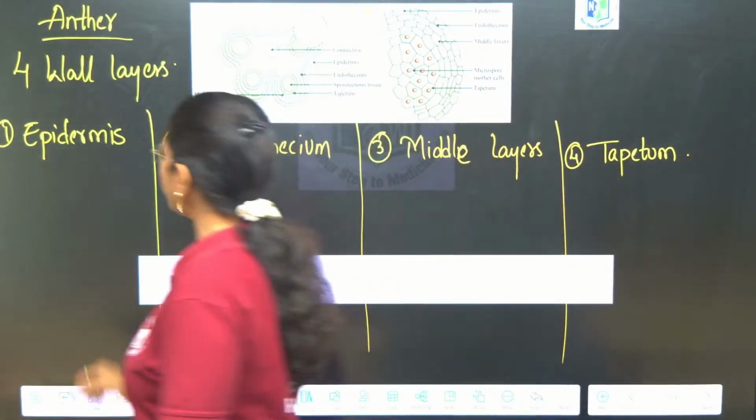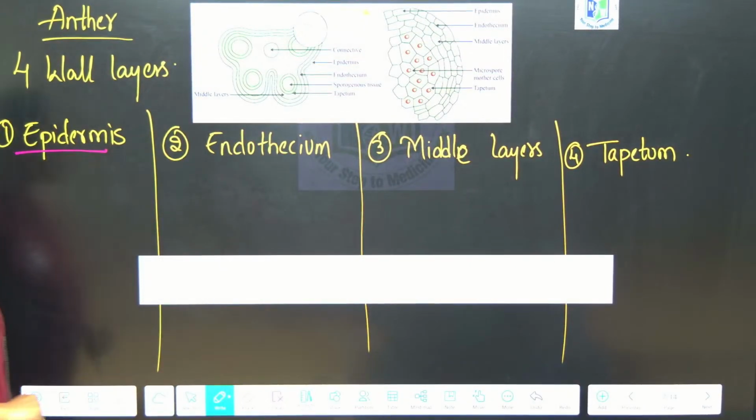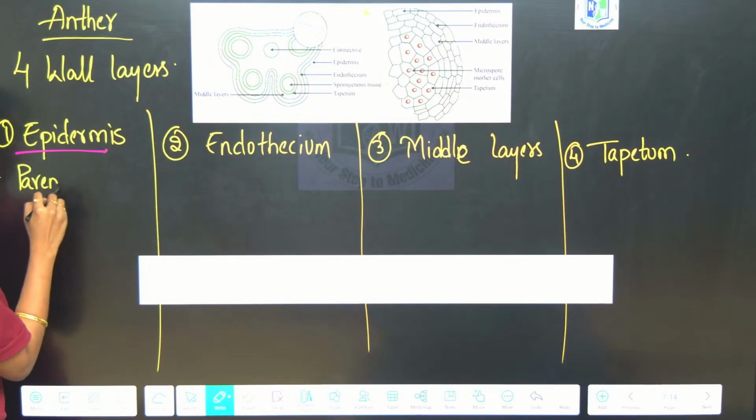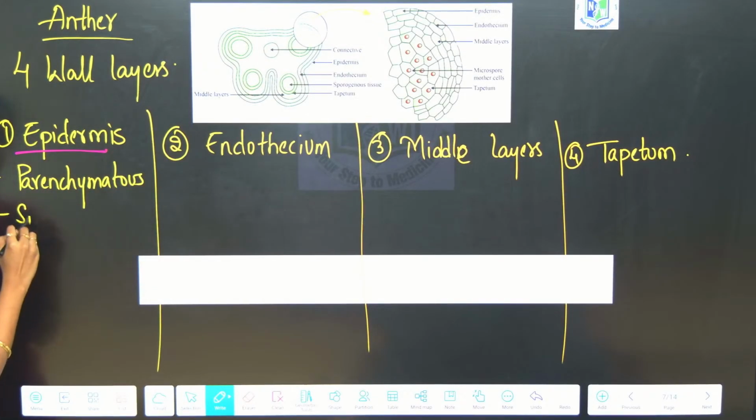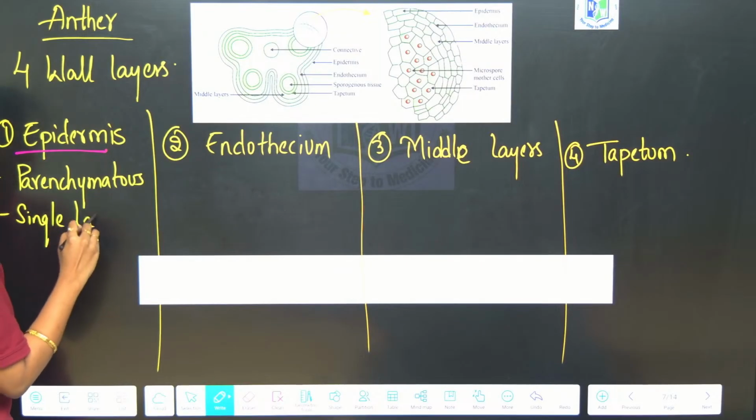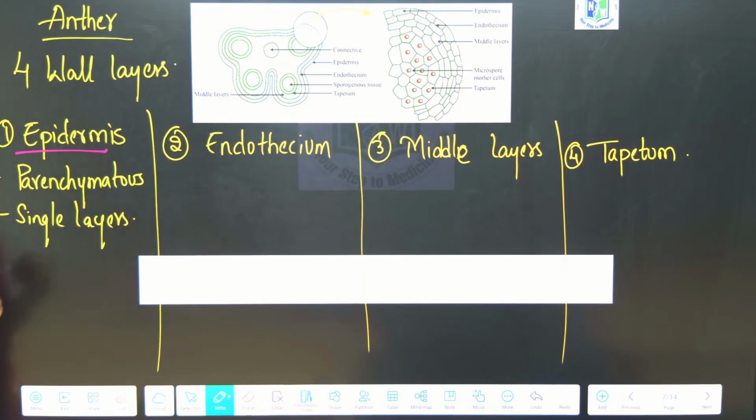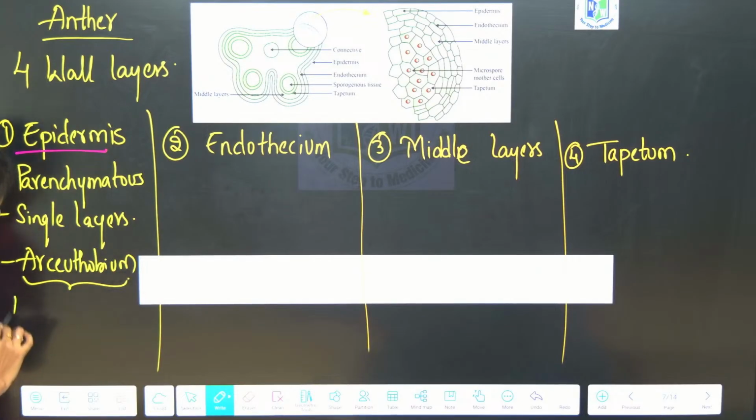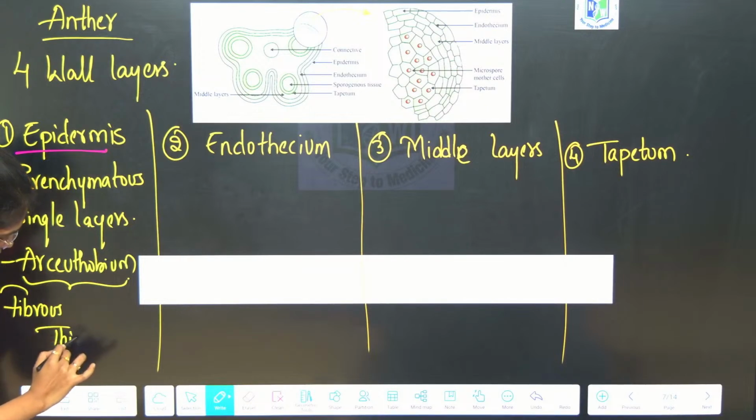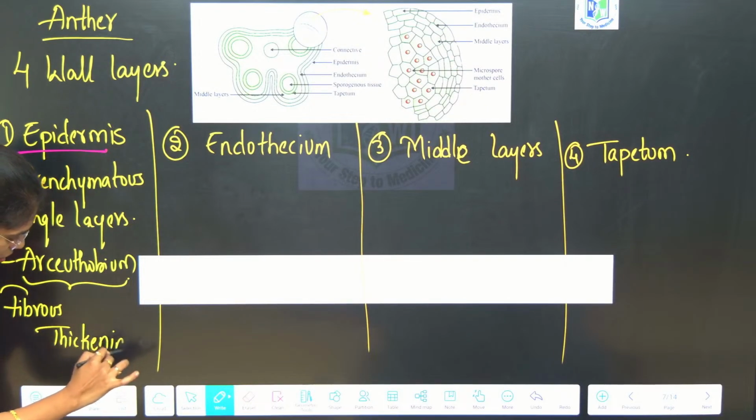Fine. So first, if you take epidermis, epidermis is parenchymatous, it is single layered. In a few plants like Arceuthobium, it exhibits fibrous thickenings.